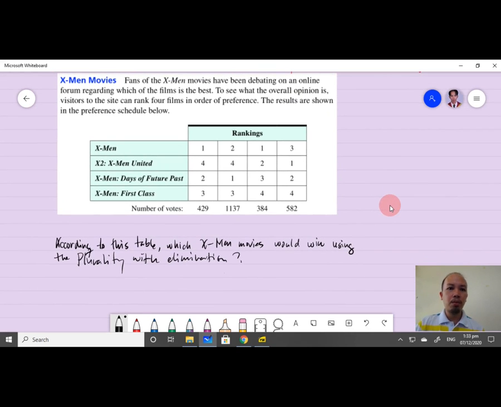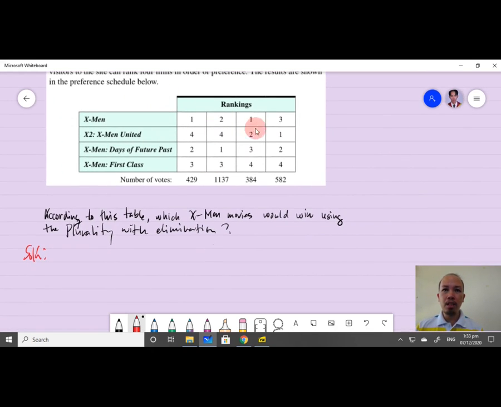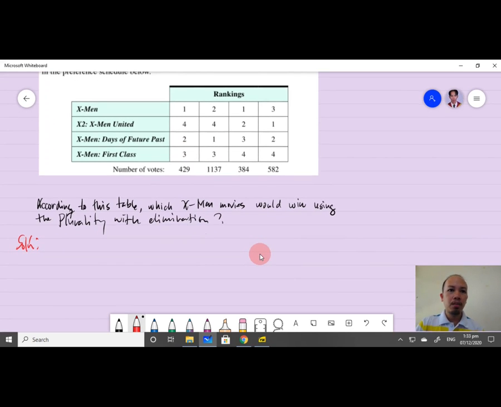So what are we going to do here? First, of course, we put the solution. Let's copy this problem first, and then put it somewhere here. We have X-Men, and then X2. Anyway, I'm going to fast forward this part. Okay, X-Men United.